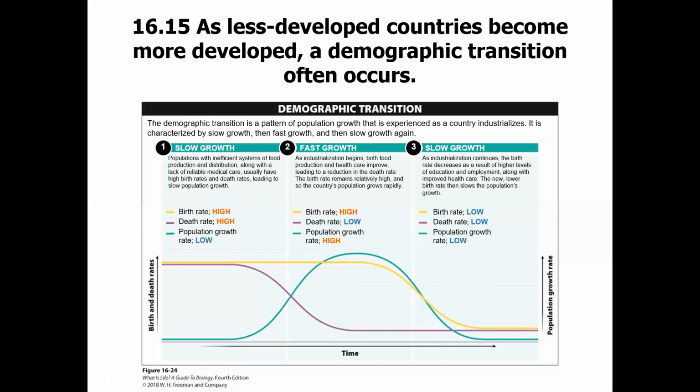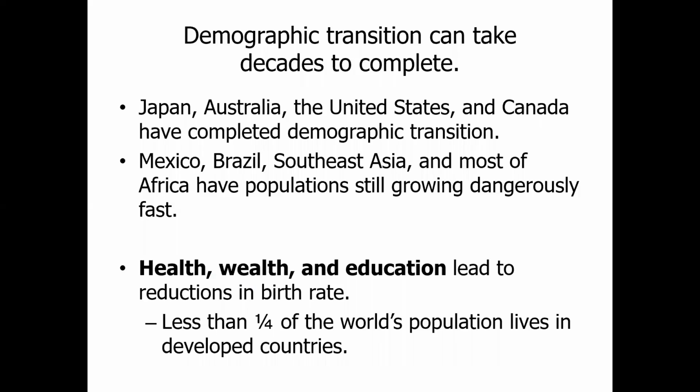So we've seen this successfully instituted in a lot of countries just historically. So Japan, Australia, the United States, and Canada have all completed this demographic transition and ultimately have a much lower population growth rate than countries that are still developing, like Mexico, Brazil, and Southeast Asia.